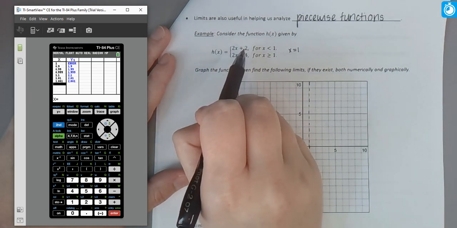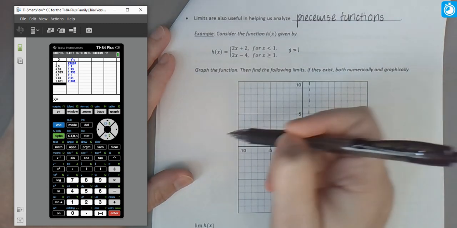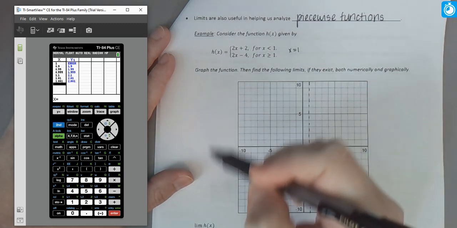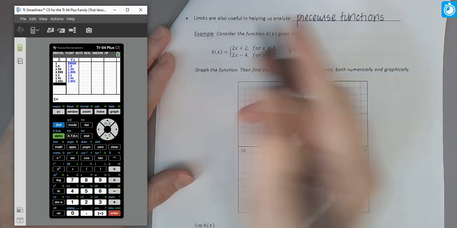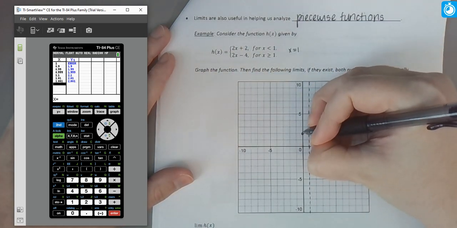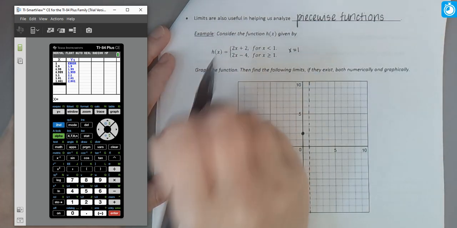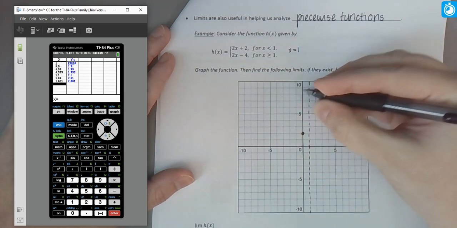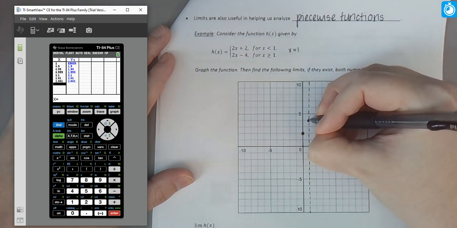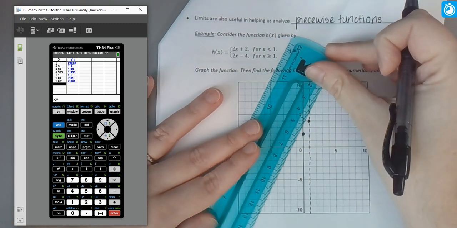So let's start with the first rule. This corresponds to all the x values that are less than 1. So in other words, the left-hand side of the graph. It's going to be linear. We have a y-intercept at positive 2, which is going to be right there. And then our slope is 2, which we can think of as 2 over 1. So rise over run, rise 2, run 1. Okay? And so that is going to be enough to graph that one.